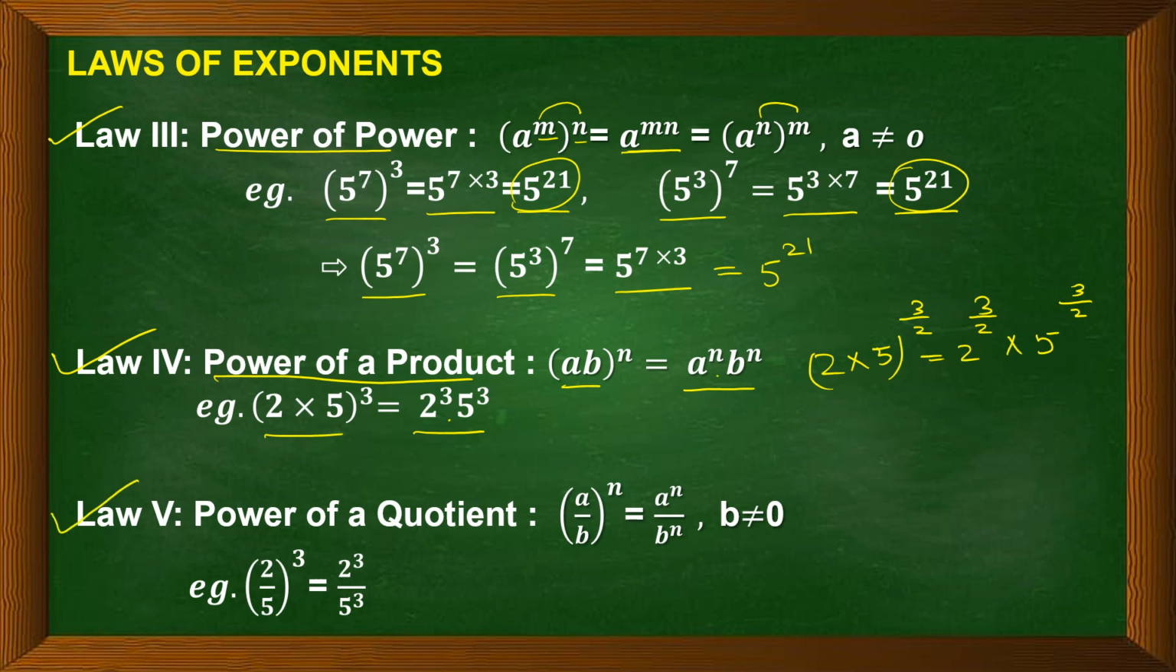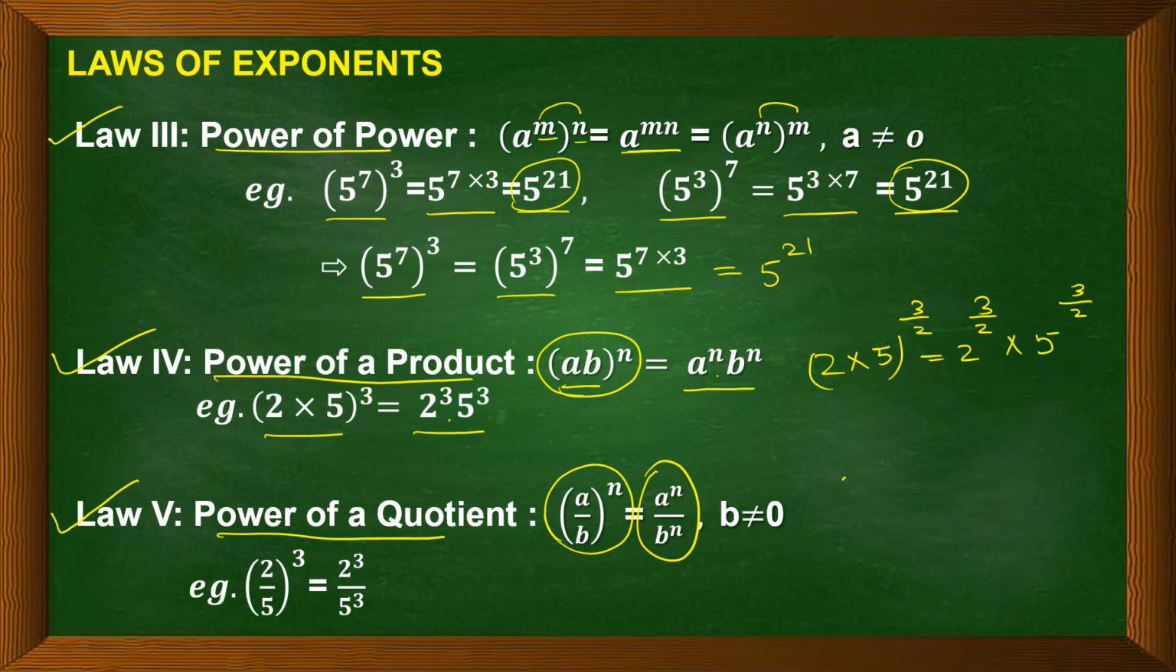Now the fifth law is power of quotient. Like over here we had the product, over here we have a quotient. Quotient means A is divided by B and we get a quotient, and whole raised to power n. So again n will be divided between A and B: A^n divided by B^n. For example, if we have (2/5)^3, we can write 2^3 upon 5^3.